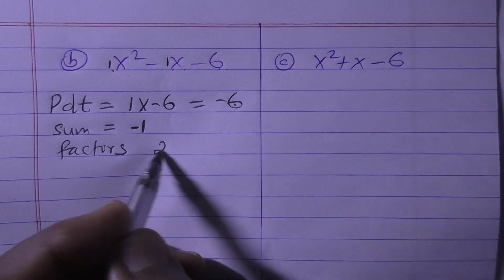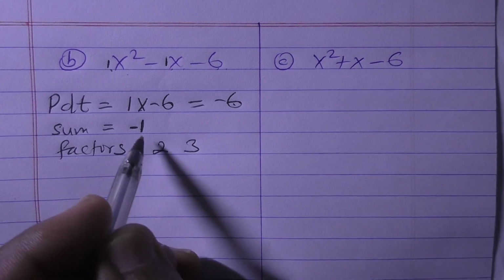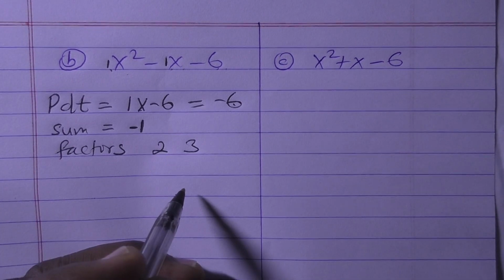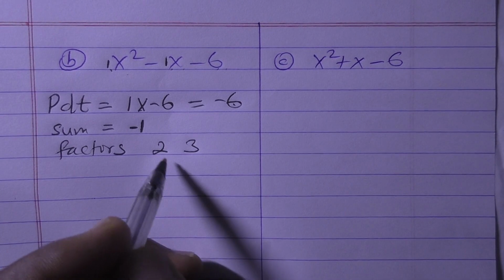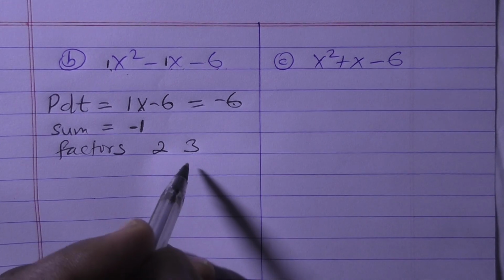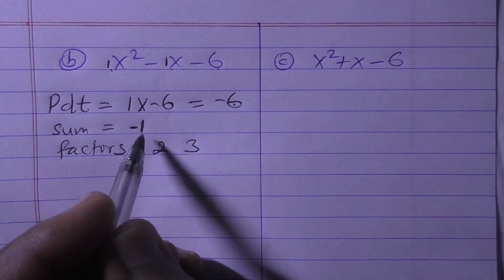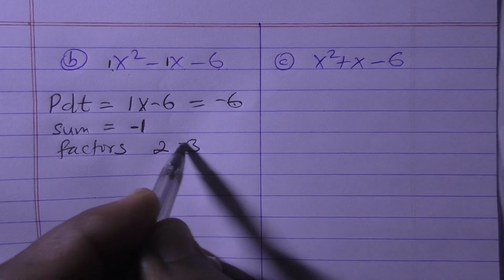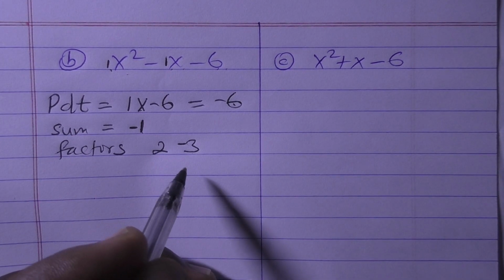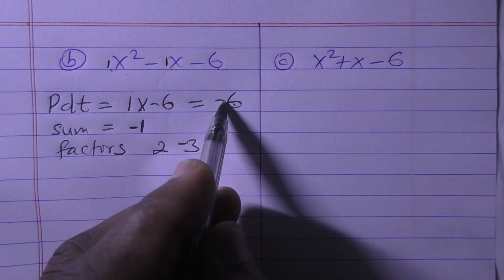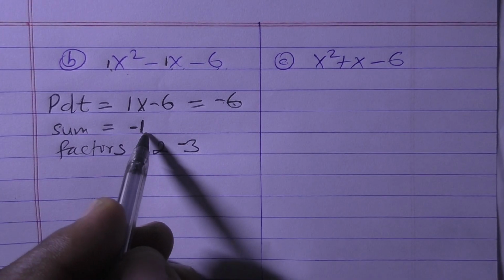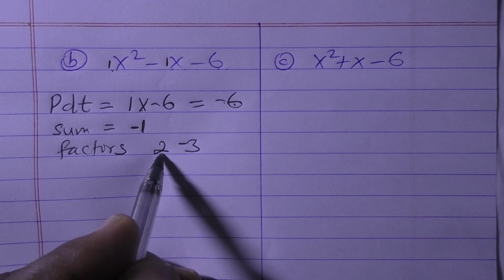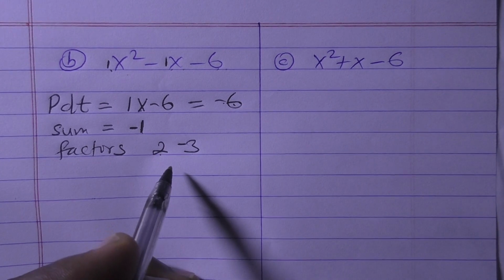I'm considering 2 and 3 because 1 and 6 cannot give us a sum of negative 1 or 1, but 2 and 3 can. Whenever you have a negative sum, make the bigger negative. Whenever you have a negative product but a positive sum, make the smaller negative. That's the trick. Hope you have enjoyed that.